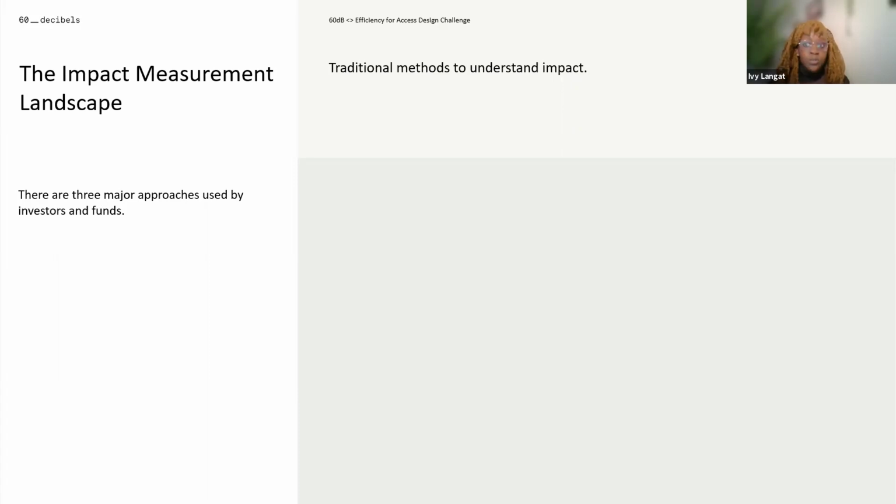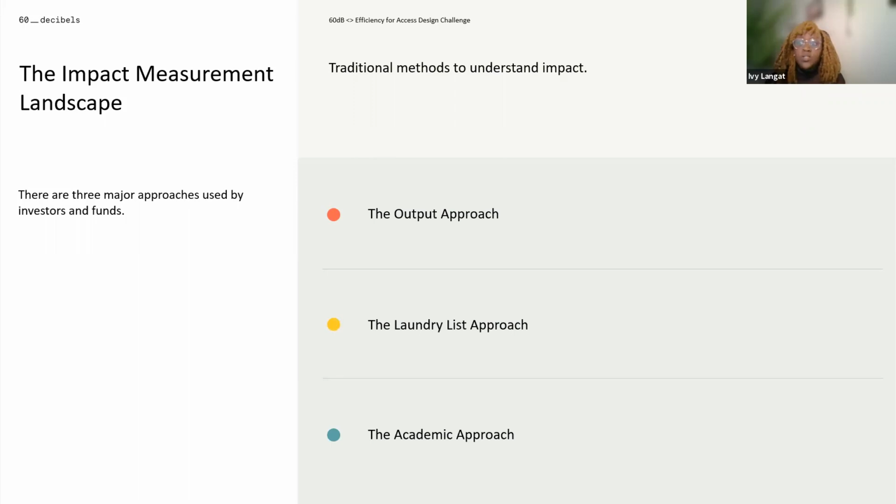And to measure impact, there are usually 3 major approaches that most investors use to measure their impact. The first one is the output approach. So this is where key numbers are collected that are easy for enterprises to measure. So for example, how many people do you serve? Where do they live?